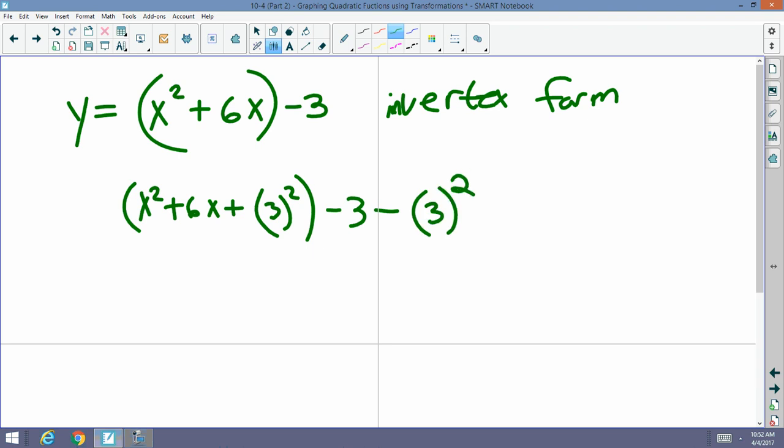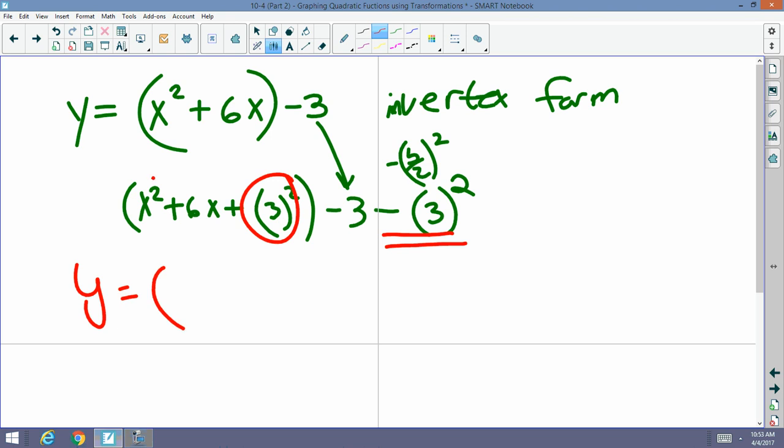Let me stop right there. Do you see what's happening here? This negative 3 drops. This right here is minus b over 2 squared. Whatever you added here, you have to subtract here. You have to. And now it's easy. y equals the square root of the first term plus the inside part, which is 3, squared. And then negative 3 minus 9 is negative 12.